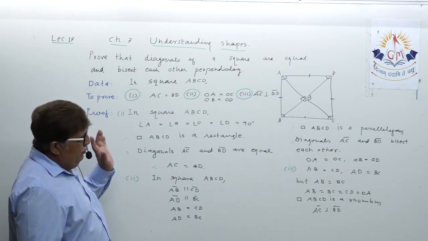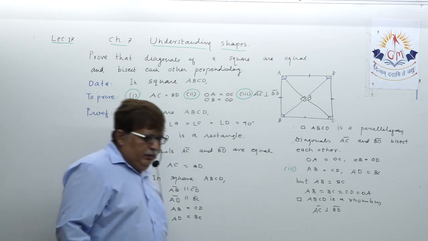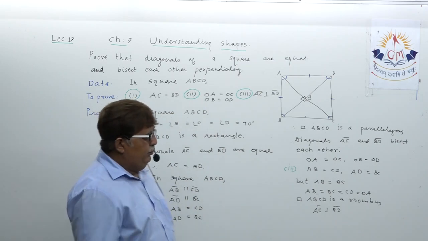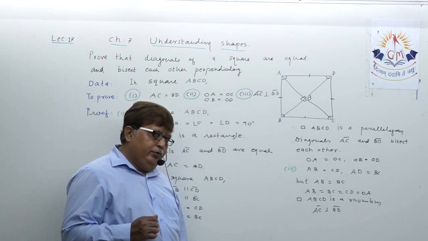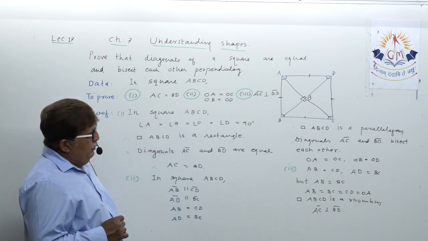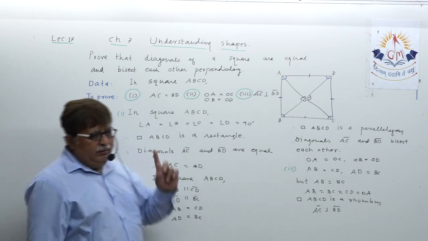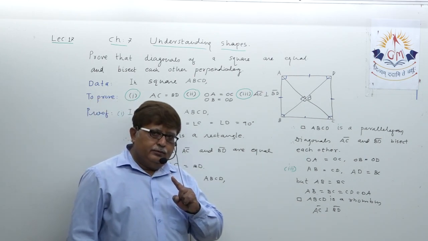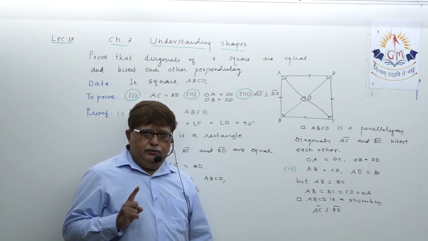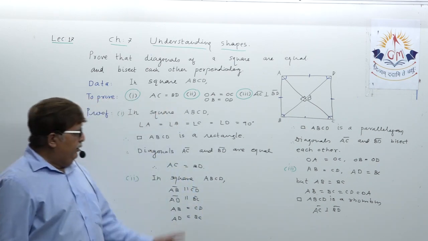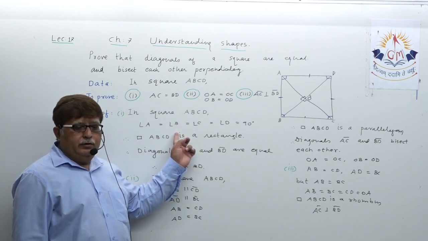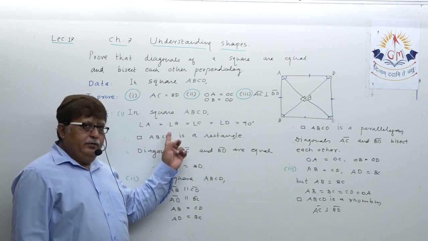Okay. How we moved, can you tell me? In a square, what do you have to prove? You have to prove that all diagonals are equal and bisect each other perpendicularly. First, we utilize the concept that this square becomes a rectangle.